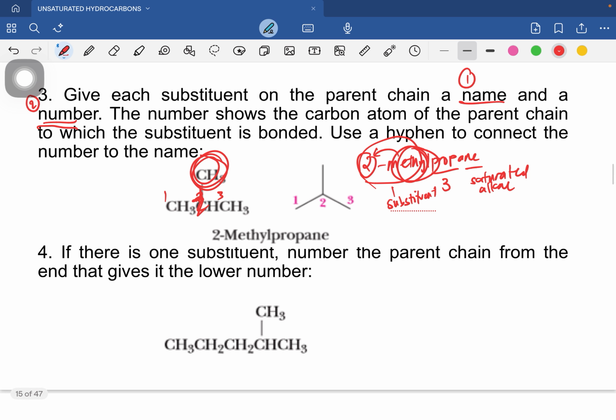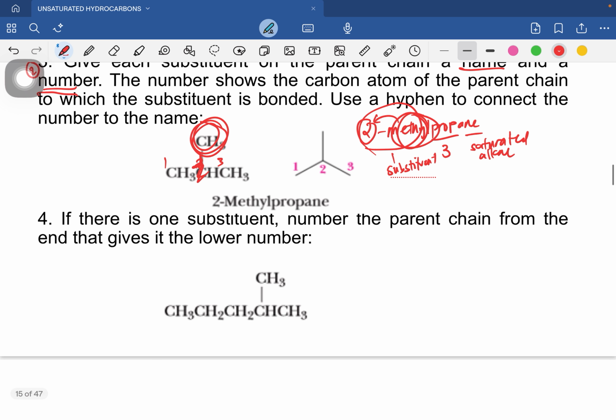Carbon number 2. So for rule number 4 po, if there is one substituent, number the parent chain from the end that gives the lowest number. Okay? So ito yung sinasabi ko na rule kanina. That if there is only one substituent, number the parent chain from the end that gives it the lowest number. So for example, this one, saan kayo mag-start na mag-count ng ating chain?